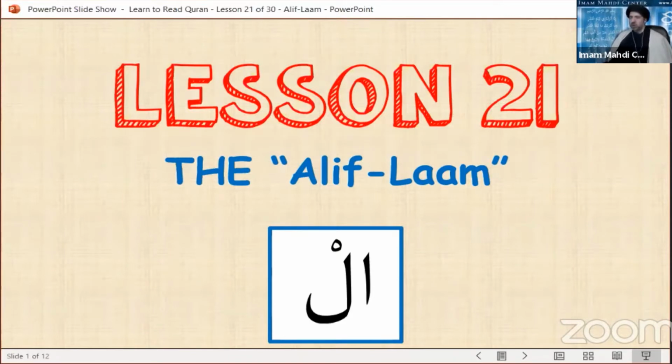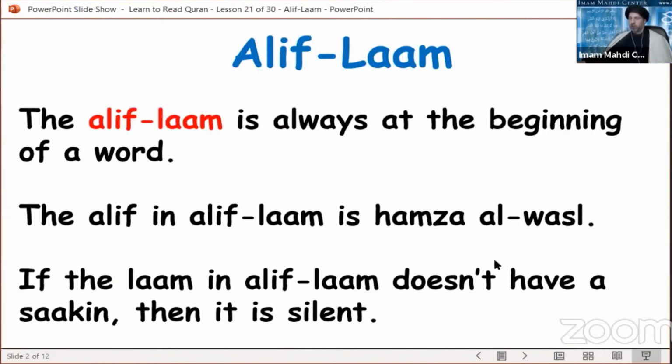Our 21st lesson in our series on learning to read the Holy Quran will cover the Alif Laam. By the Alif Laam, we mean this word that we see frequently in the Quran. Of course, it's an Alif and then a Lam. Now this Alif Lam is always at the beginning of a word. It's never in the middle of a word, this specific Alif Lam. Sometimes you might find an Alif and a Lam in the middle of a word, but we mean this word, Al, formed by this Alif and Lam, which comes at the beginning of a word.